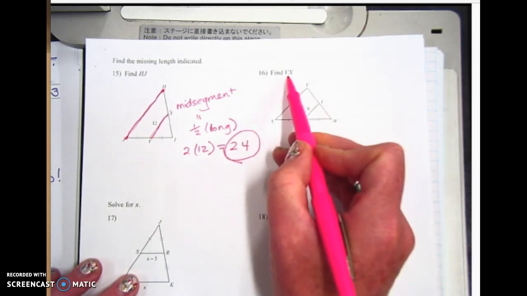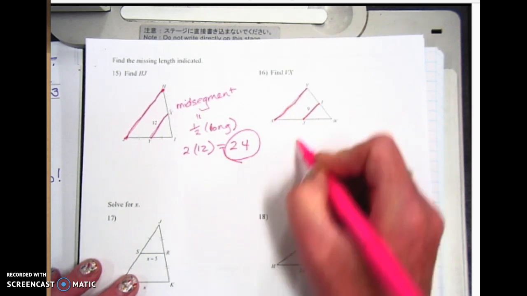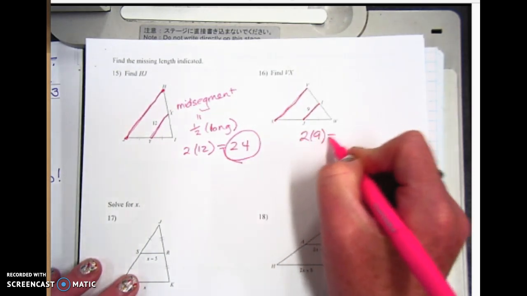All right, number 16, they want us to find VX. So this length compared to this length, we want to double it, we get 18.